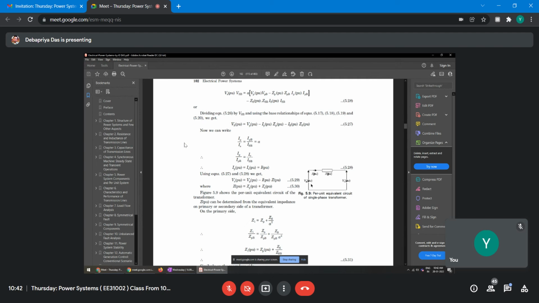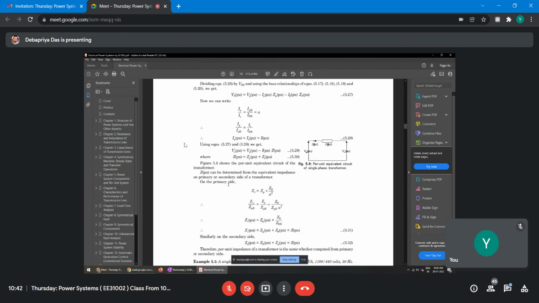So this side is your primary side, this is the secondary side, and this is your Z per unit. Irrespective of whether you refer to the primary side or the secondary side, this is the per unit equivalent circuit of a single phase transformer. This is how you represent it in our power system studies, right? And ZPU can be determined from the equivalent impedance on the primary or secondary side of a transformer.